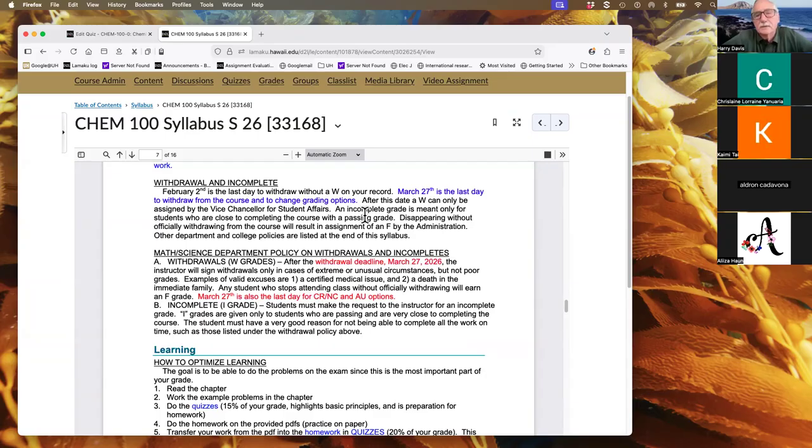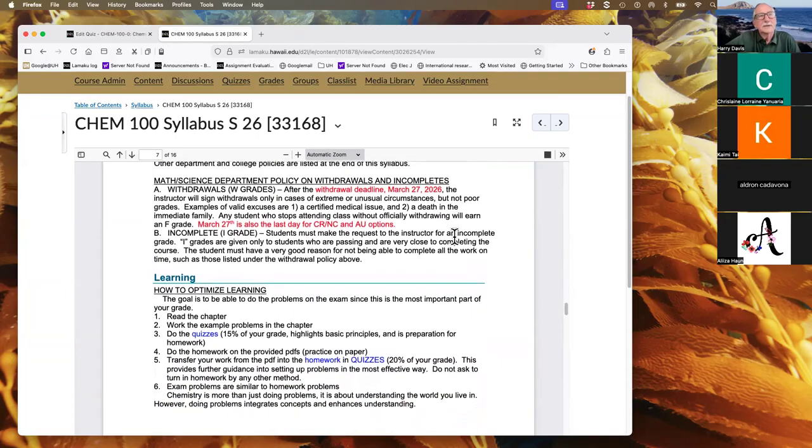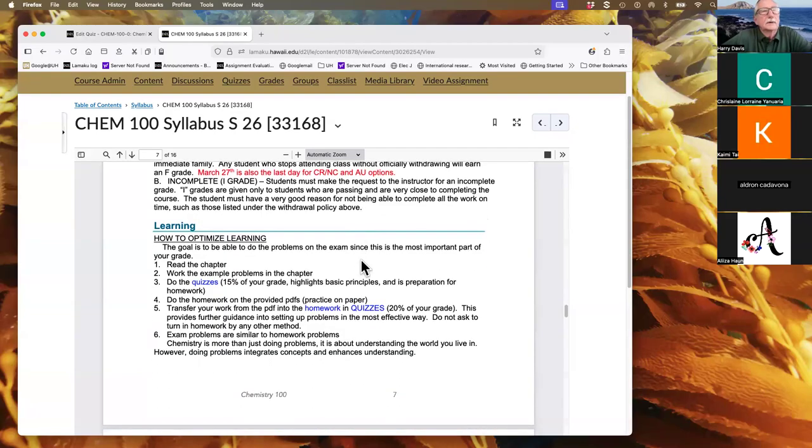So it's possible if something serious comes up, you can go to the Vice Chancellor for Student Affairs, and they may let you withdraw from the entire semester. But it's kind of unlikely. It has to be a pretty good excuse. So the math science department is even more strict on that date for March 27th. Anyway, that date is also listed in the syllabus when we get down to the bottom.